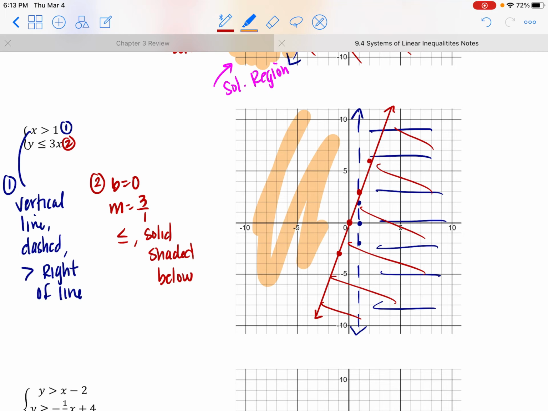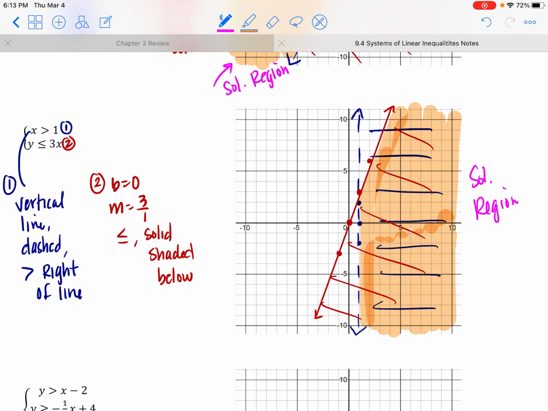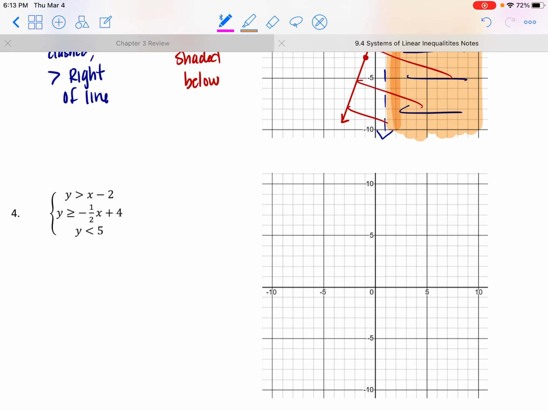Here, nothing. But in this area, right in here, we have blue and red. That's where we are less than the red line and right of the blue line. So this area, all of this, is my solution region. Okay, so that's my solution region. Again, pick a test point in there, plug in, it's going to make both those inequalities true.